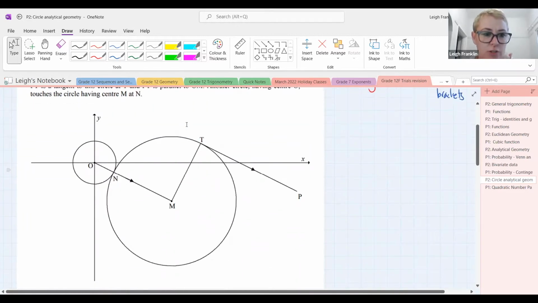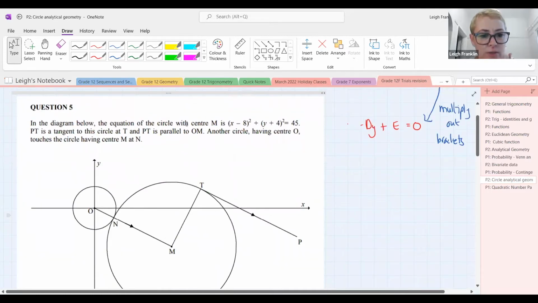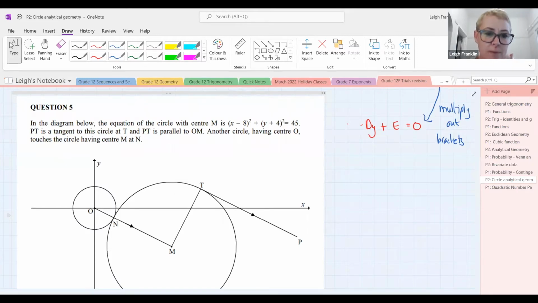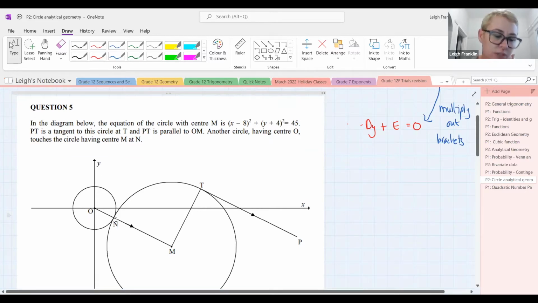So that's got to be the big circle. Its center is at M. The other thing that they told us is that PT is a tangent to the circle at T, and PT is parallel to OM. Another circle having center O touches the circle at M at N. So N is the point of tangency between the two circles, and the smaller circle is centered at the origin.